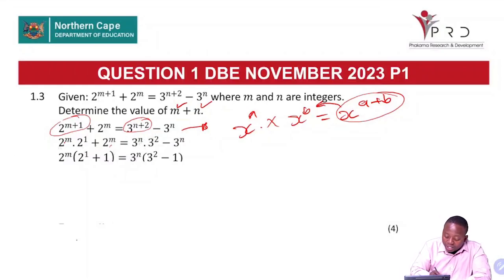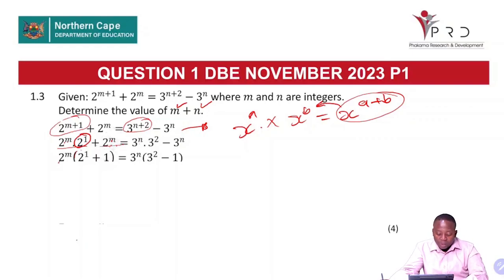Thereafter, we check between this side and that side. What is common there? We have a common factor, which is 2 to the power m. We pull out 2 to the power m. Then we remain with 2 to the power 1, plus 2 to the power n. When you divide 2 to the power m by 2 to the power m, we remain with 1. Then that's why we have the 1 in that case. It's equal to, we check also this side.